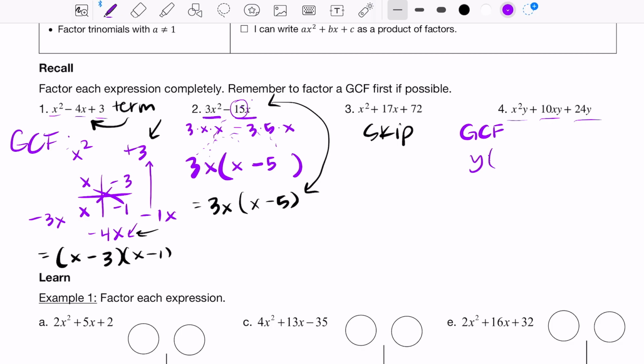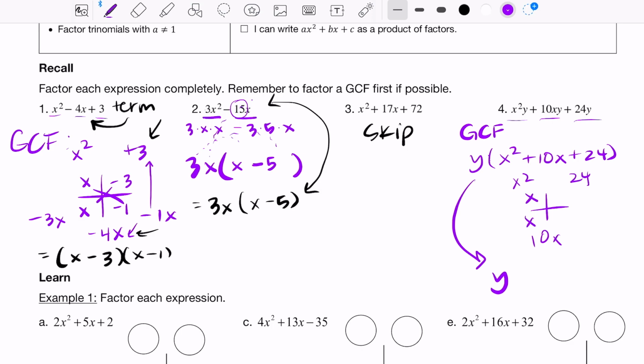So I pull the y out, and then I have x squared plus 10x plus 24. And then remember, we carry that factor down because they wouldn't be equivalent if we didn't. X squared, 10x, and 24, x and x. And we're looking for 2 numbers that multiply to give us 24, but when we crisscross, they add up to 10x. So that's going to be 6 and 4. So this means that it's x plus 6 and x plus 4. Woohoo! Okay, so most of that was review right there.